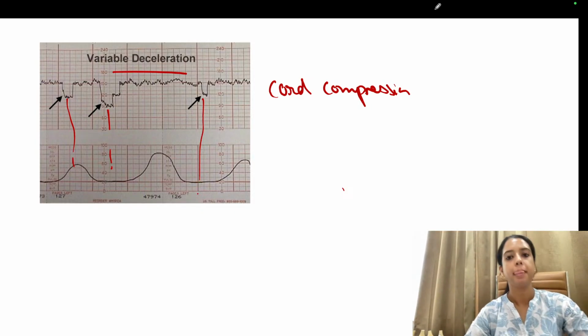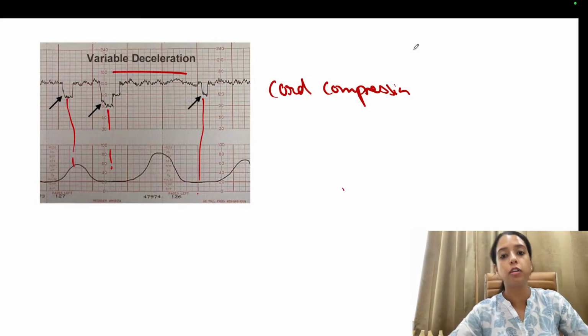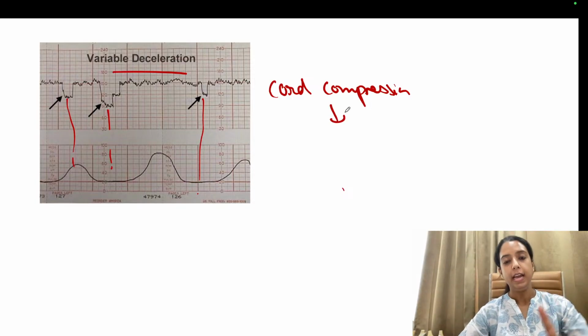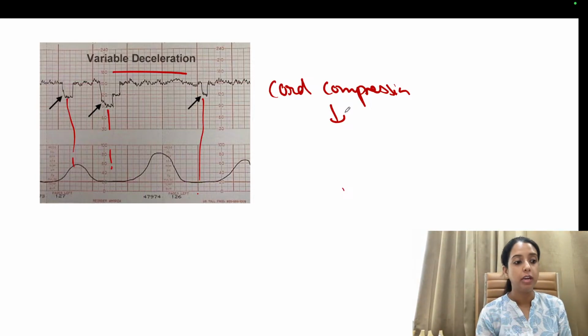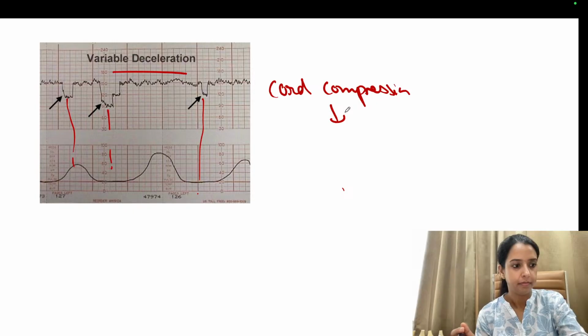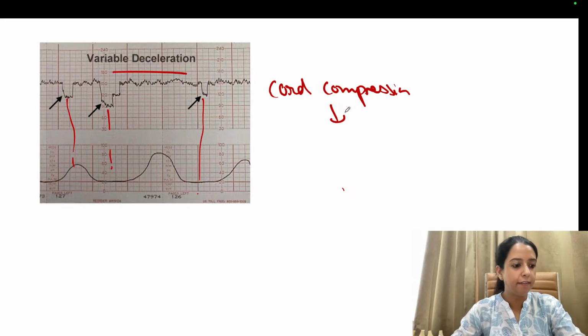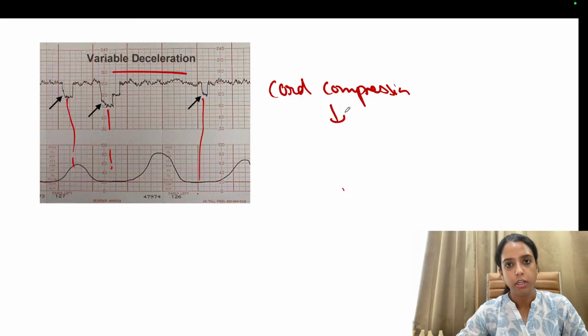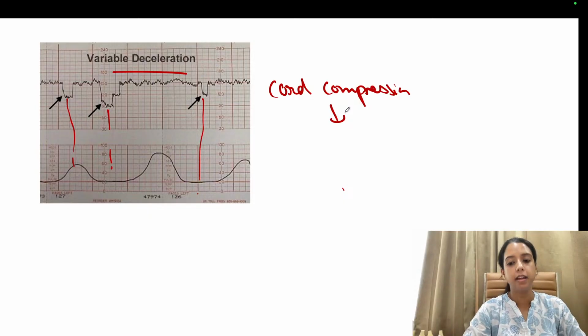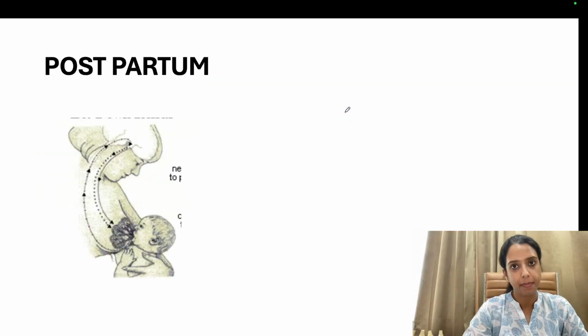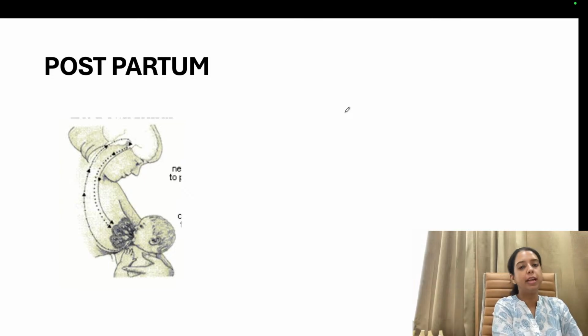Okay, so variable deceleration is because of cord compression, and here also if the variable deceleration does not improve by changing to left lateral and oxygen, you have to deliver. So you will deliver if the variable deceleration does not go. So variable deceleration and late deceleration have to be taken seriously. Okay, so this was all about labor and surveillance.